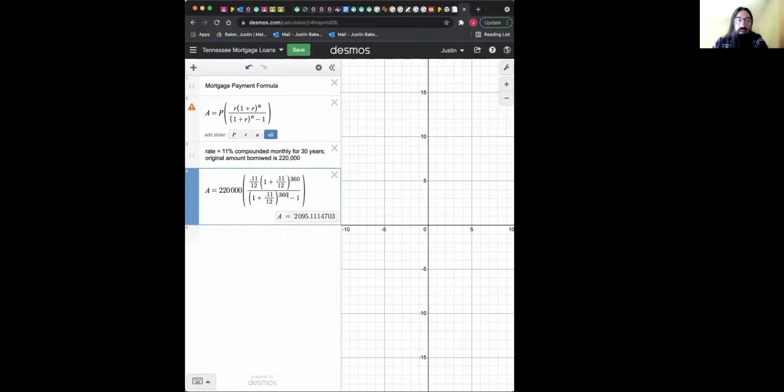We have 11% compounded monthly for 30 years, borrowing a little bit more than last time, $70,000 more. And man, that interest, because it's so high, really affects this loan, right? And so that's a $2,095.11 payment. That's pretty high. All right, same thing. We're going to keep going.